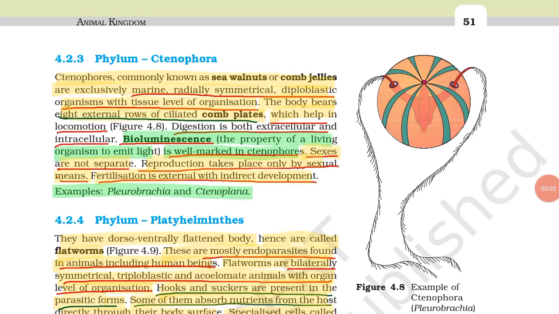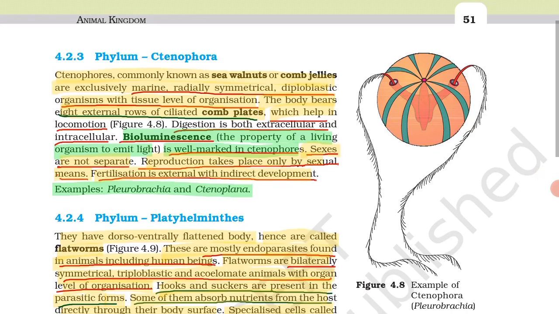Phylum Ctenophora. Ctenophores, commonly known as sea walnuts or comb jellies, are exclusively marine, radially symmetrical, diploblastic organisms with a tissue level of organization. The body bears 8 external rows of ciliated combs which help in locomotion. So these ctenophores are also known as sea walnuts or comb jellies.